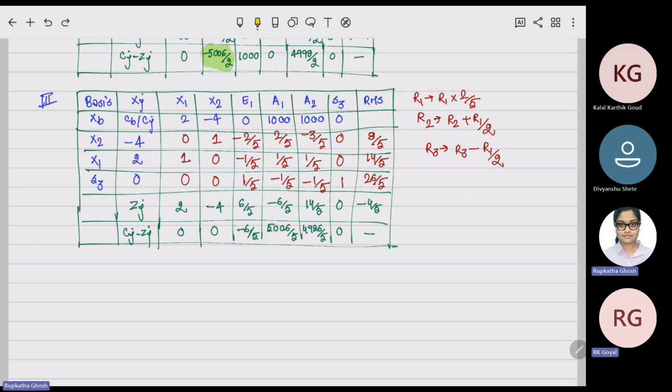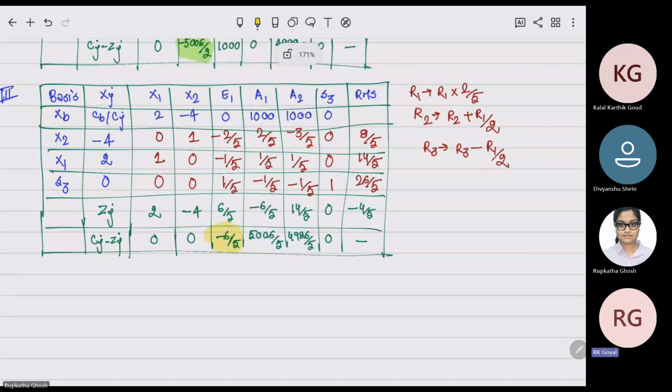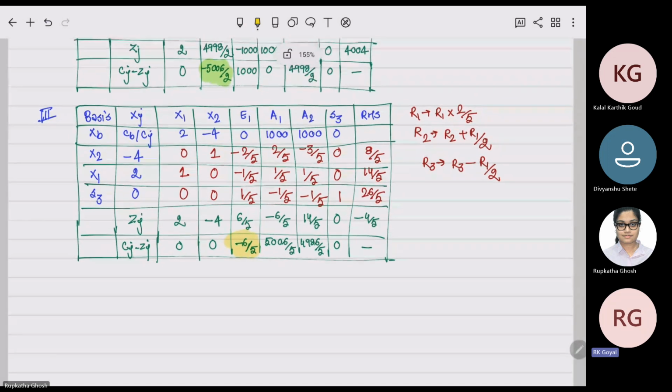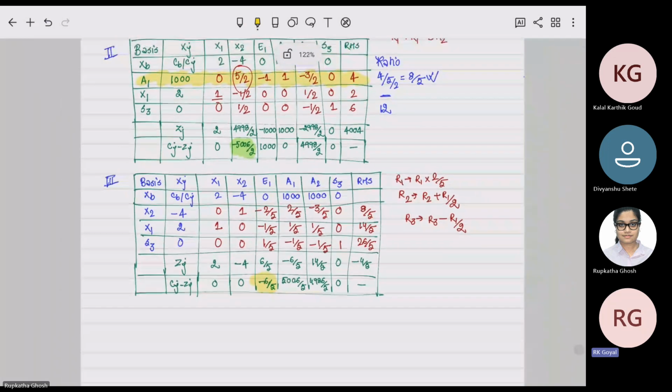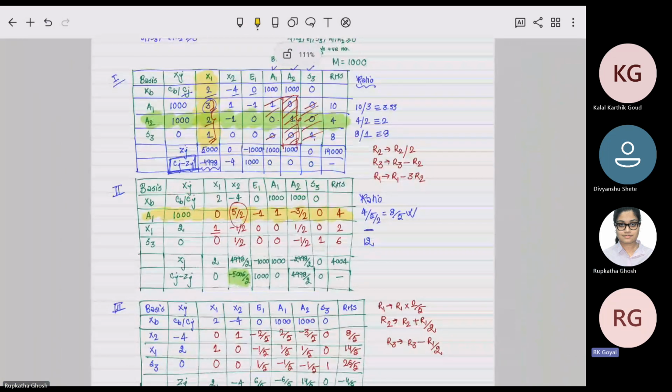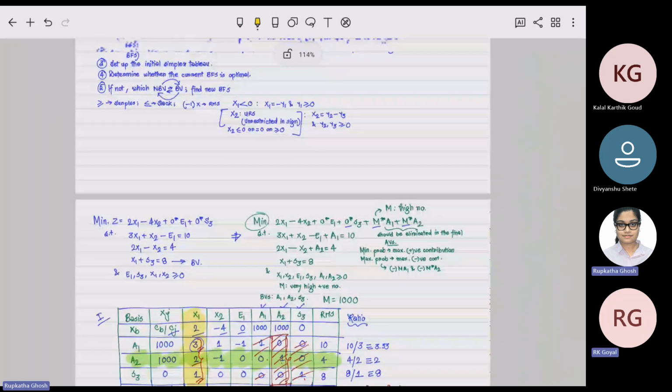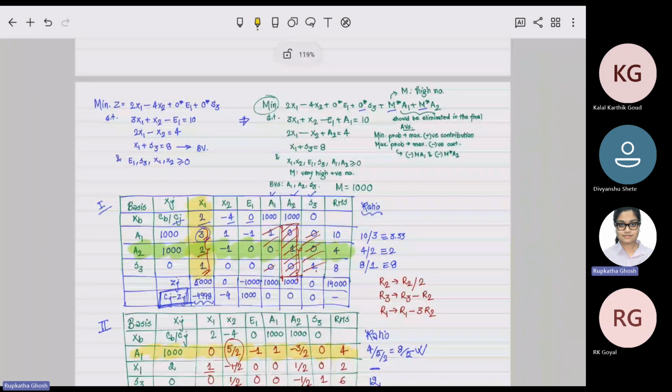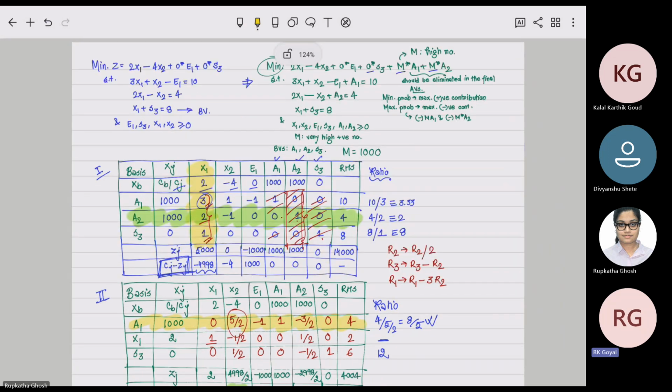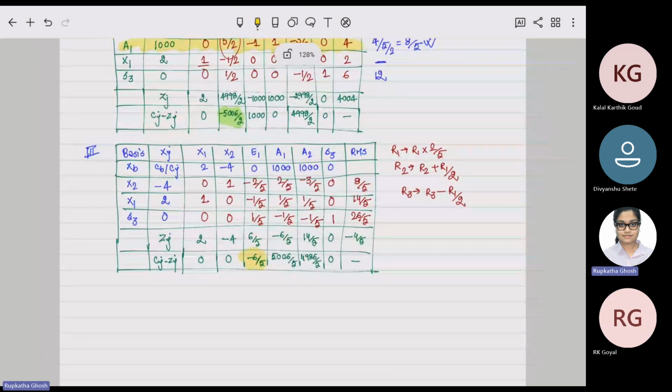Sorry, at this point, I have a doubt. Yeah, please tell me. What does this value 6 by 5 represent in the column corresponding to E1, where we have Zj as 6 by 5? What is being represented by this value? So this is basically the direct effect of the variable entering, that 1 unit you increase. Direct effect of which variable? In this table, the direct impact of E1 entering the basis. E1 entering the basis, yes. And S3 will also be leaving now.